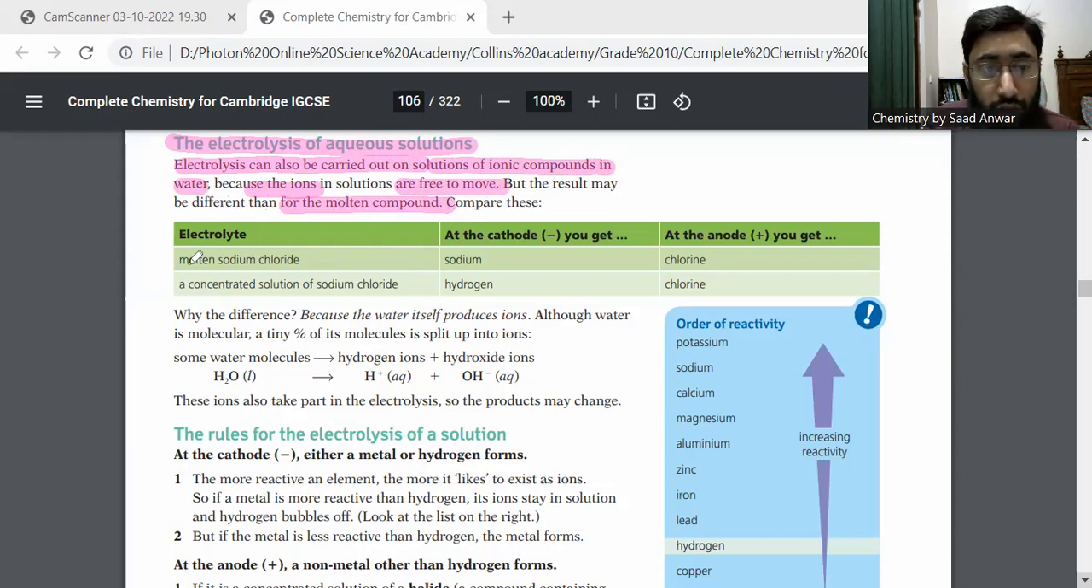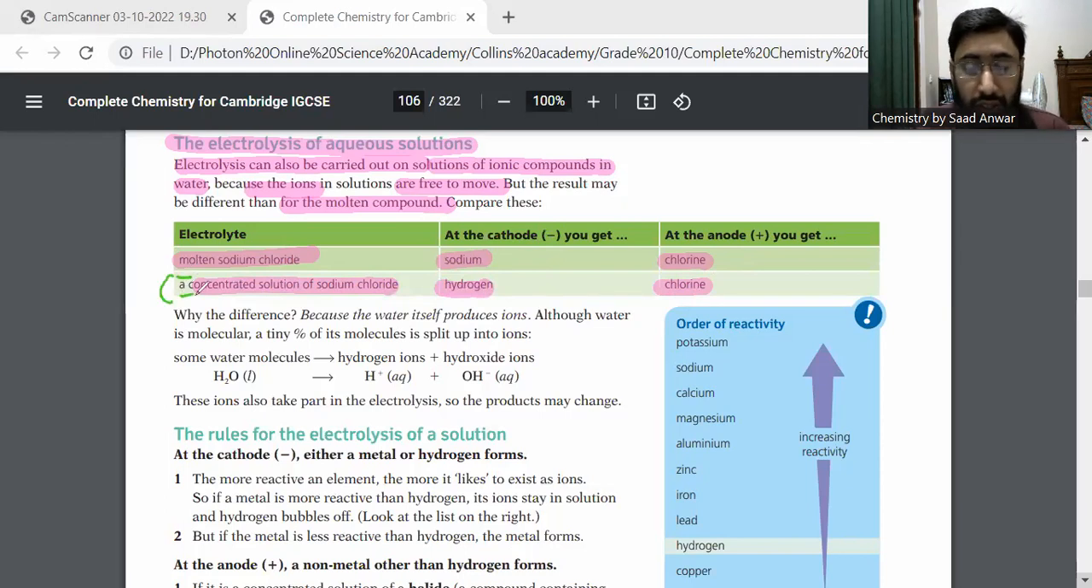Compare this. When I have chosen molten sodium chloride, the product at cathode is sodium and the product at anode is chlorine. But when I have chosen a concentrated solution of sodium chloride, it means this solution has a little bit of water as well. Then the product at cathode is now hydrogen gas, not sodium, and the product at anode is chlorine gas. This is again one tricky thing, and I will explain it in a later video.